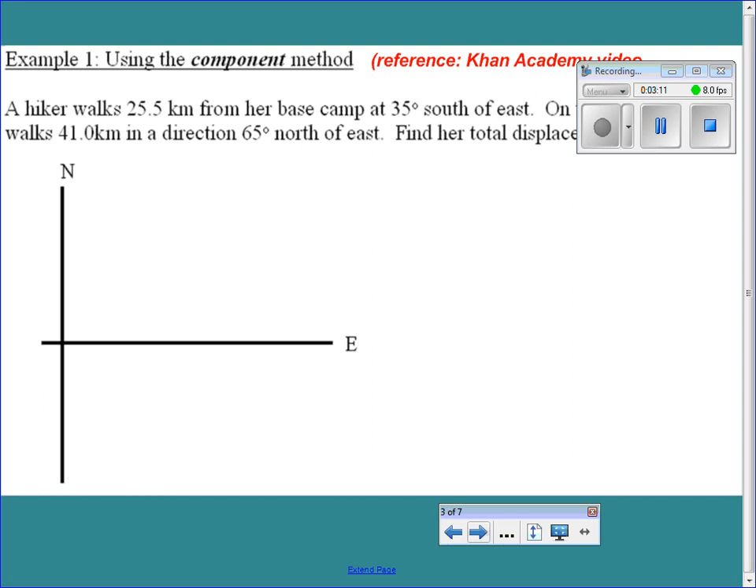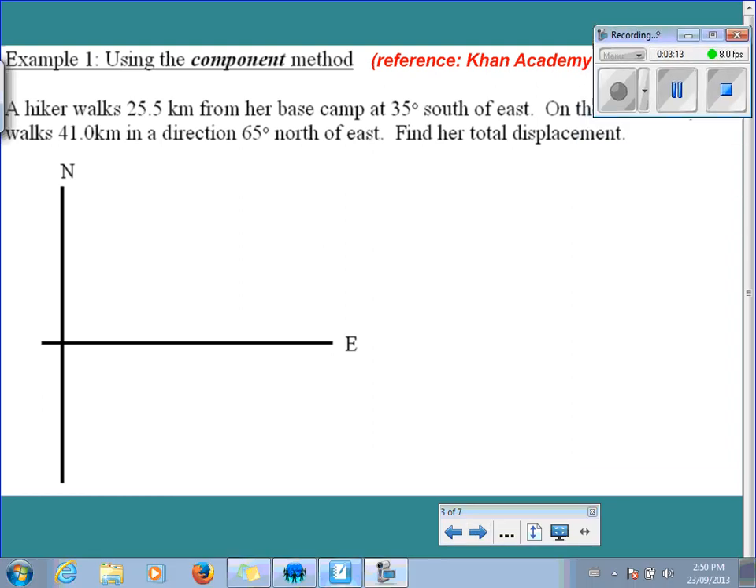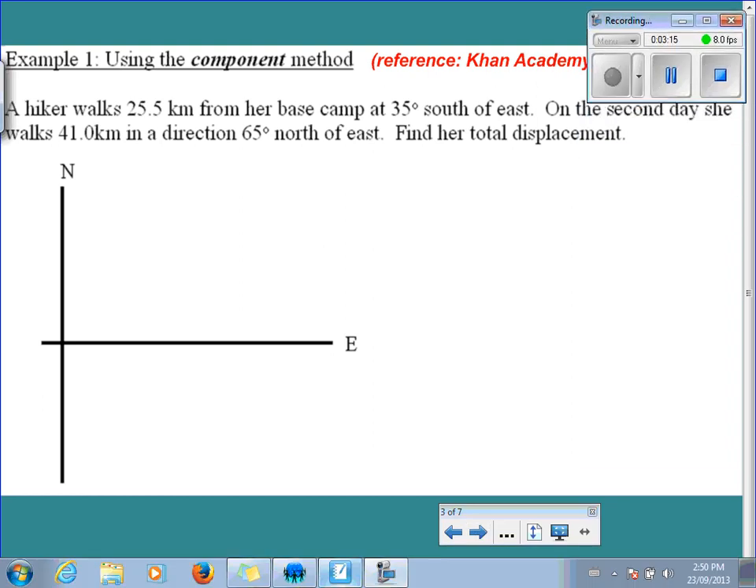So, hiker question. Using that concept and using some other ones. Remember, for the component method, I'll also ask you to refer to the Khan Academy video. He gets into this in a little more detail in some aspects. But I'm going to solve this question using the component method. So, the question says that a hiker walks a certain distance, 35 degrees south of east, and then another distance, 65 degrees north of east.